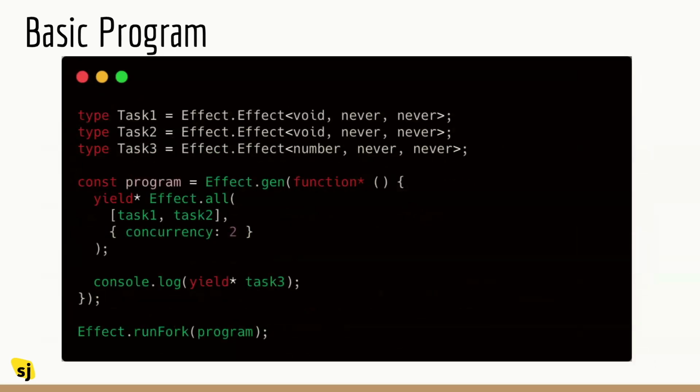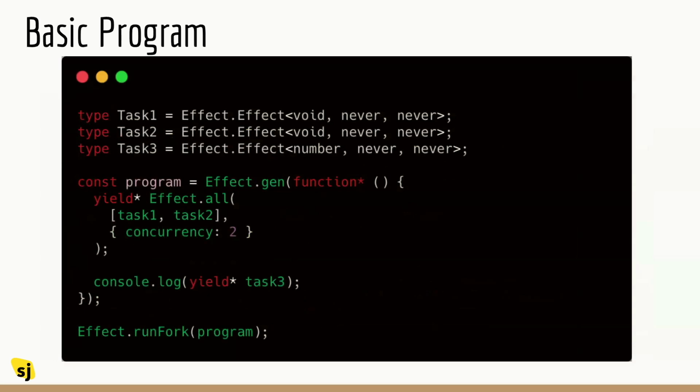And then the way you call those 3, similar to promises, is that you can do yield star. So what I've done is I've decided to run effect1 and effect2 in parallel, similar to promise.all. You can do an effect.all. And after that, I've called task 3, and then I've console logged. So it's not very different from async await at all.